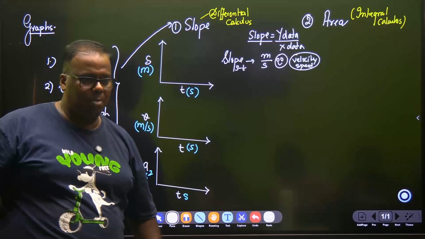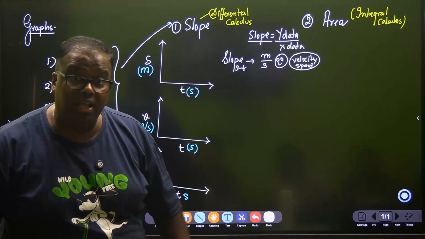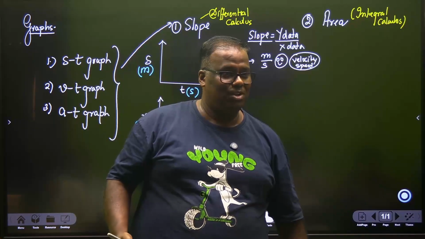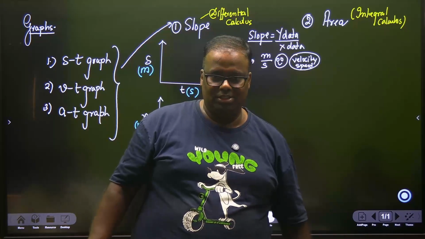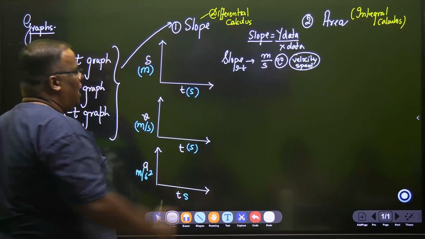So somebody tells you, graphically find velocity. So you should look, is there an ST graph or not? There has to be an ST graph. Otherwise, how will I calculate? But we can calculate. We have not touched area yet. Okay? Let's look at this.